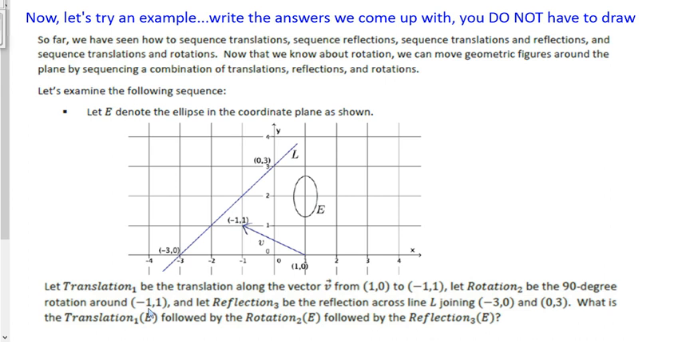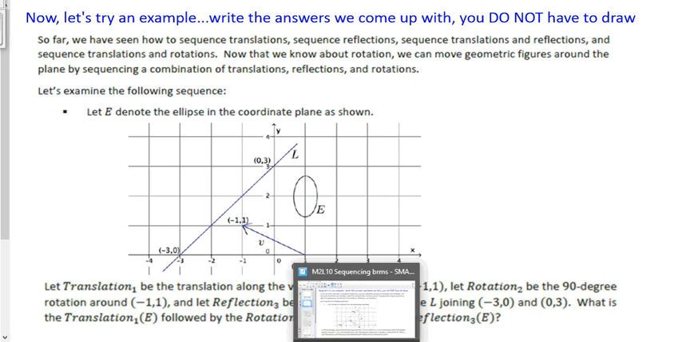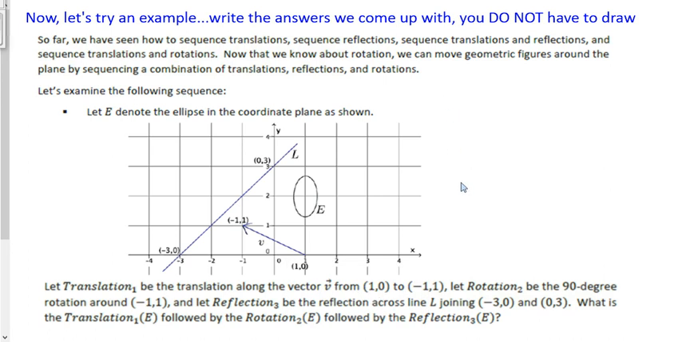It wants us to first translate along vector V, and it tells us, notice we're on a coordinate plane now, so instead of having this vector notation with two different letters, it gives us the coordinates. It wants us to go from the point (1, 0) to the point (-1, 1). That is the direction and the distance it wants us to go. We could also say up 1, left 2, or left 2, up 1.